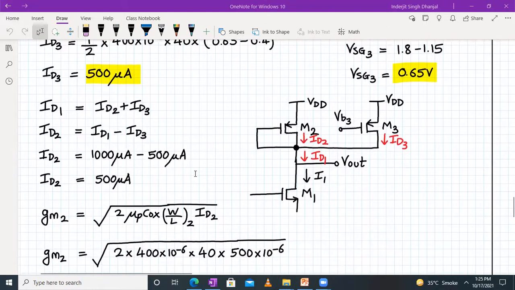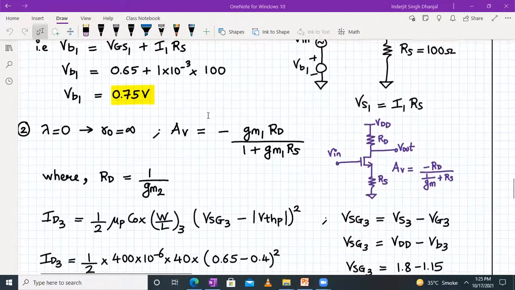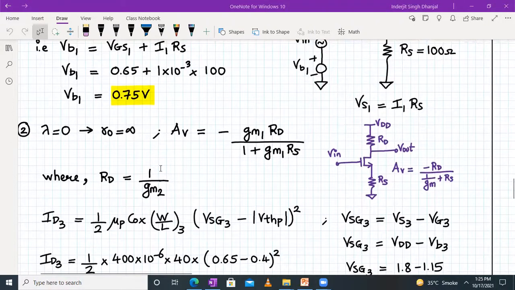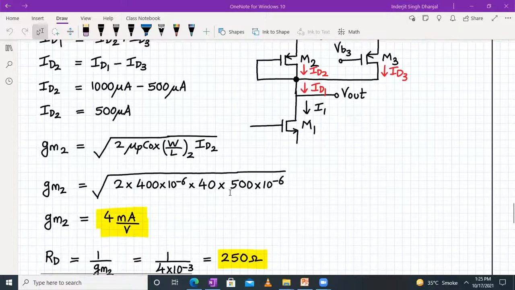And why do we require ID2? We want to find out the value of gm2. And why do we want to find the value of gm2? Because over here we have to find 1 upon gm2. And also we have to find gm1, correct? So let's do that. We'll first find gm2.